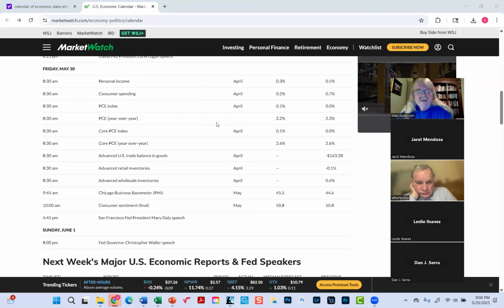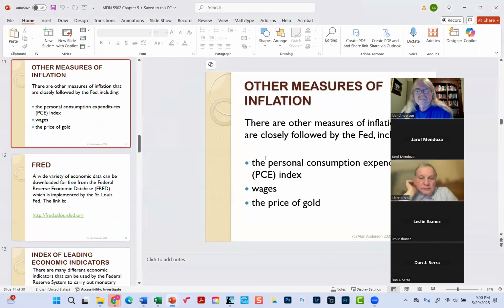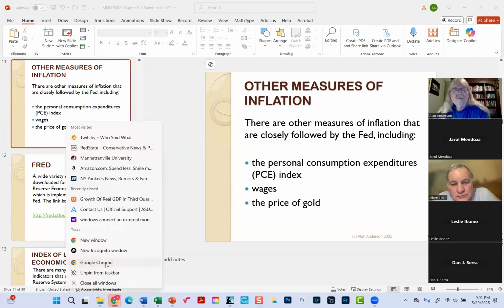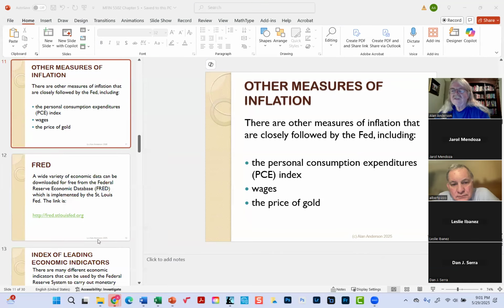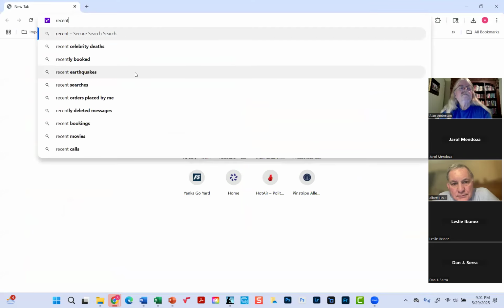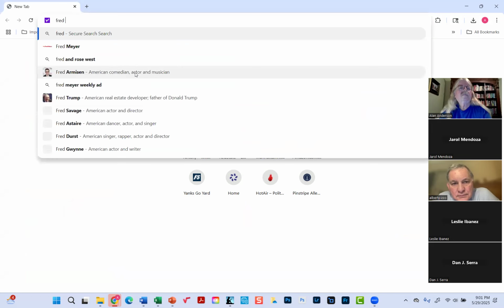All right, anyway, so let's get back to this for a second. Oh, and I mentioned this just a second ago. PCE is another, the personal consumption. This one focuses on a different set of goods than the CPI. Wages, price of gold. The price of gold is interesting. It tends to do well when the economy is struggling and vice versa. Maybe Fred has this.